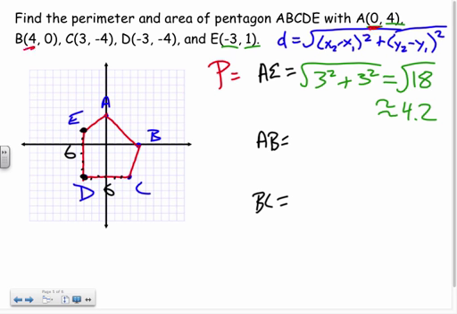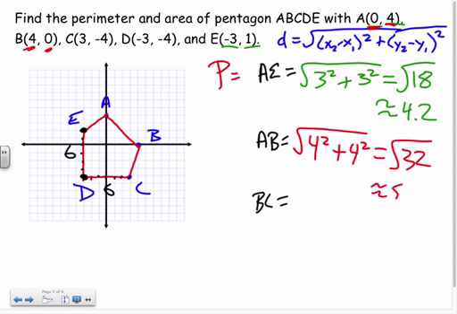So 0 to 4, the distance of 4, square it. And from 4 to 0, another distance of 4, square it. So the square root of 16 plus 16, which is 32. And the square root of 32 gives me about 5.7, rounded to the nearest tenth.